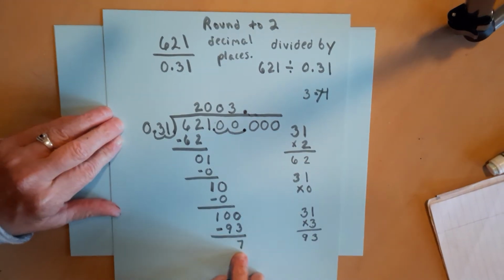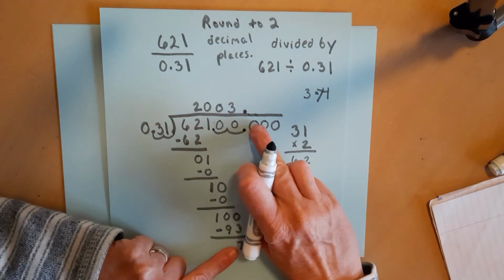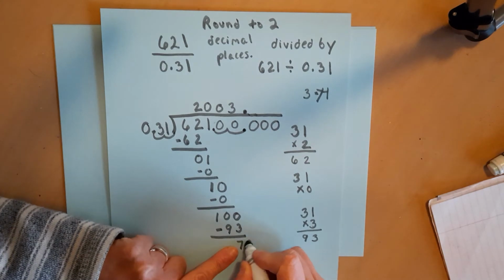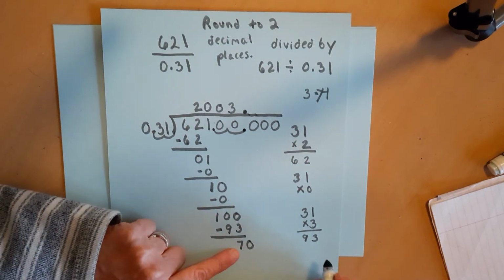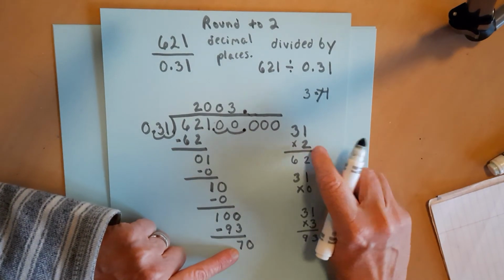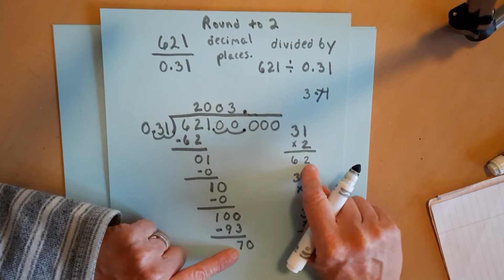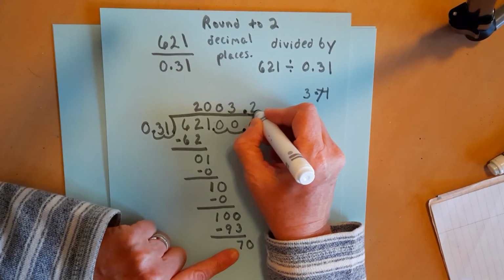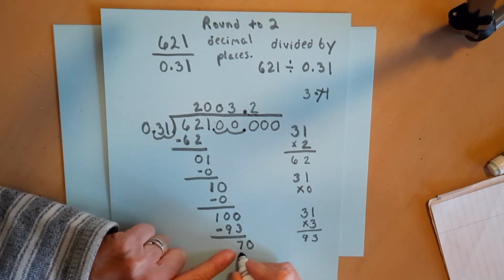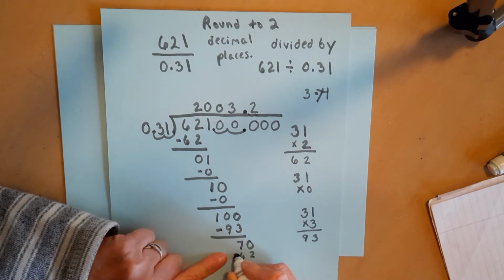So back to our problem. We have a 7 right here, so we're going to bring down a 0 and figure out how many times does 31 go into 70. I'm guessing 2 again, which we did up here. 31 times 2 is 62, so that's pretty close. So we'll put the 2 right here. 2 times 31 is 62. We're going to subtract and get 8.